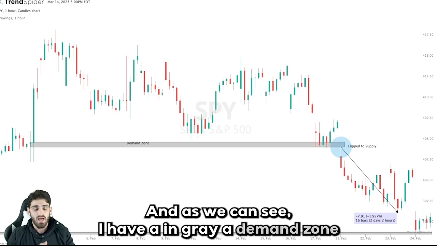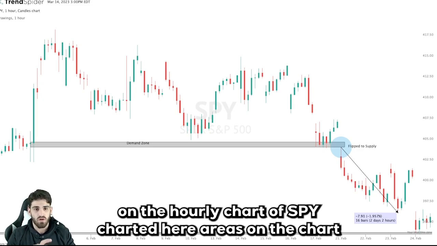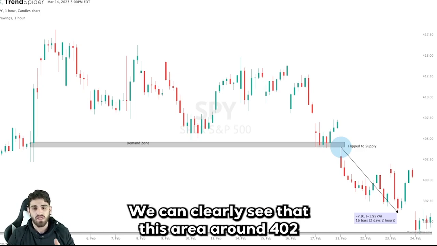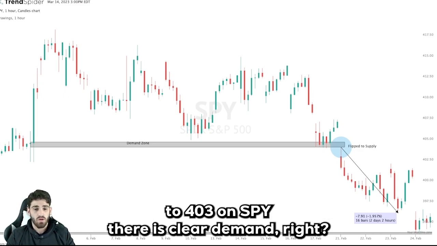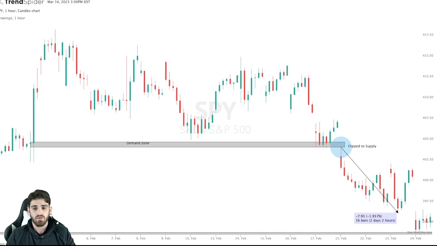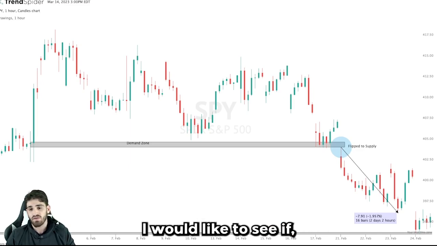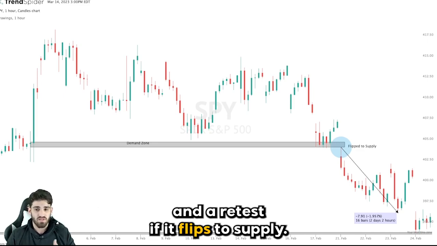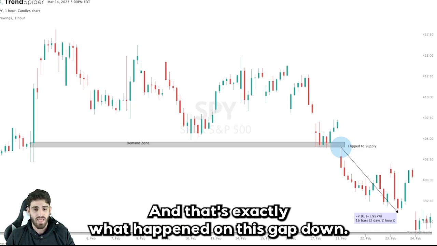Now, as we can see, I have in gray a demand zone on the hourly chart of SPY. These are areas on the chart where price bounces, where buyers are present. We can clearly see that this area around 402 to 403 on SPY has clear demand, right? These prices are closing over this demand zone and bouncing off this level. I would like to see if we can get a close or a break under this zone and a retest, to see if it flips to supply. And that's exactly what happened on this gap down, right?